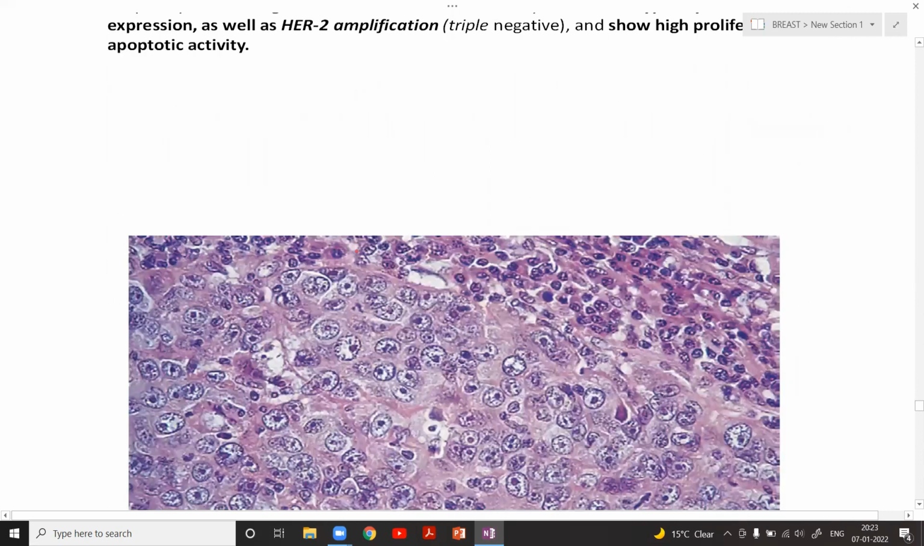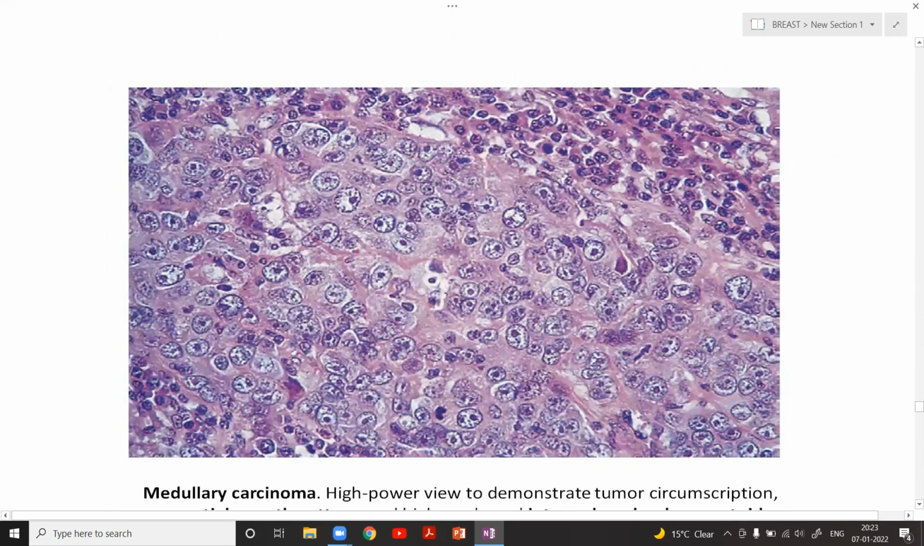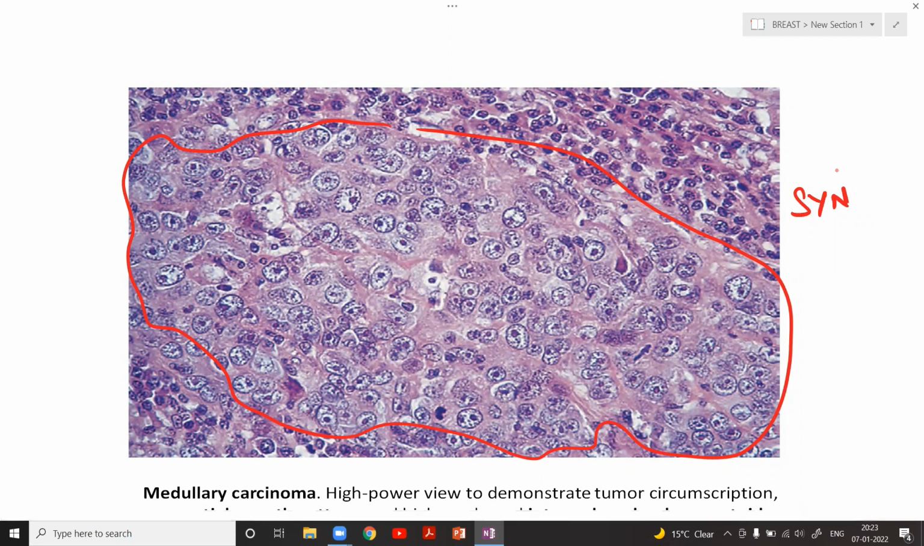Okay, let me just show you. Can everyone appreciate these cells? The nuclei seem to be present together in a syncytium. Can you appreciate what a syncytium is? Do you know what syncytial cells are? Have you ever seen a complete mole, a hydatidiform mole? Have you seen the syncytiotrophoblastic cells? They resemble multiple nuclei floating together. That is why this is called a syncytium.